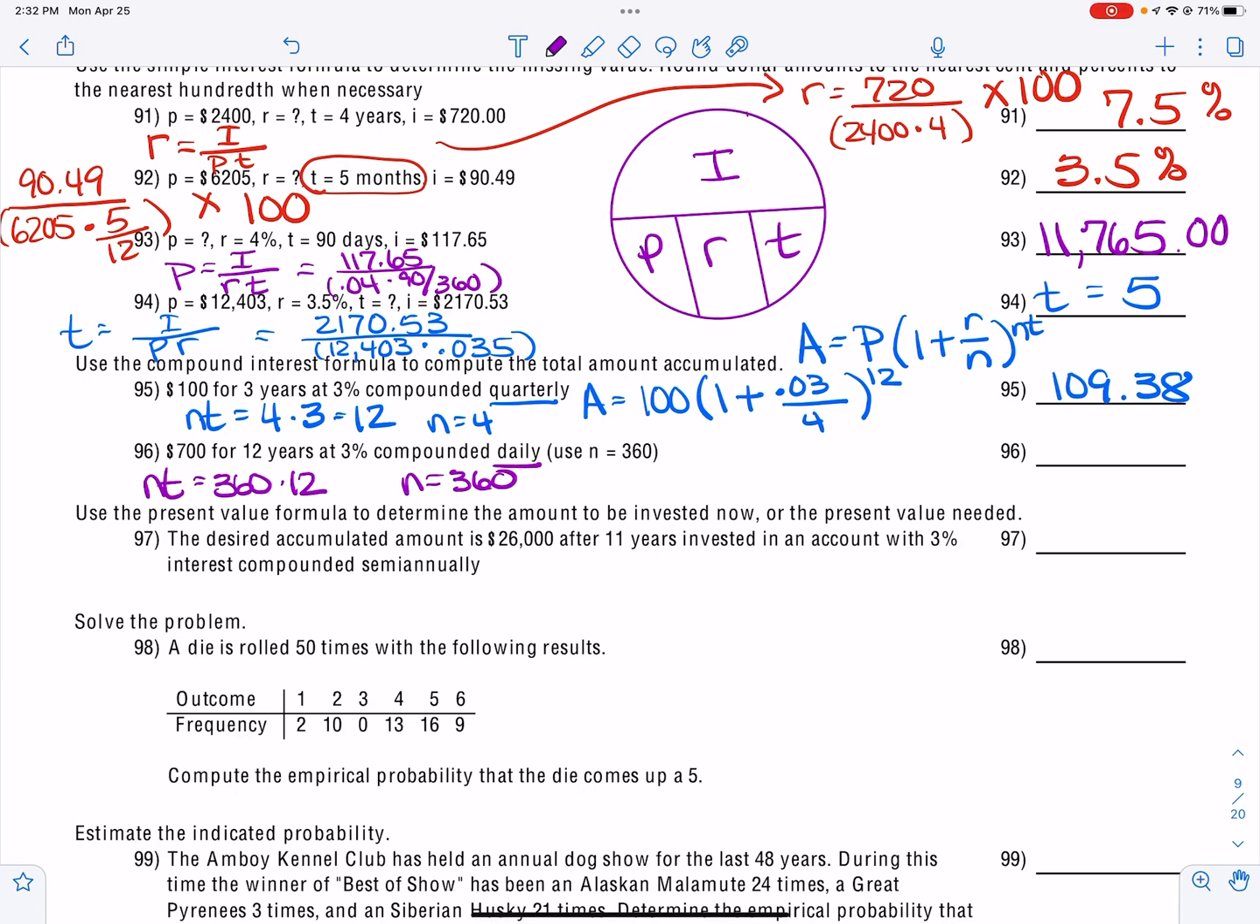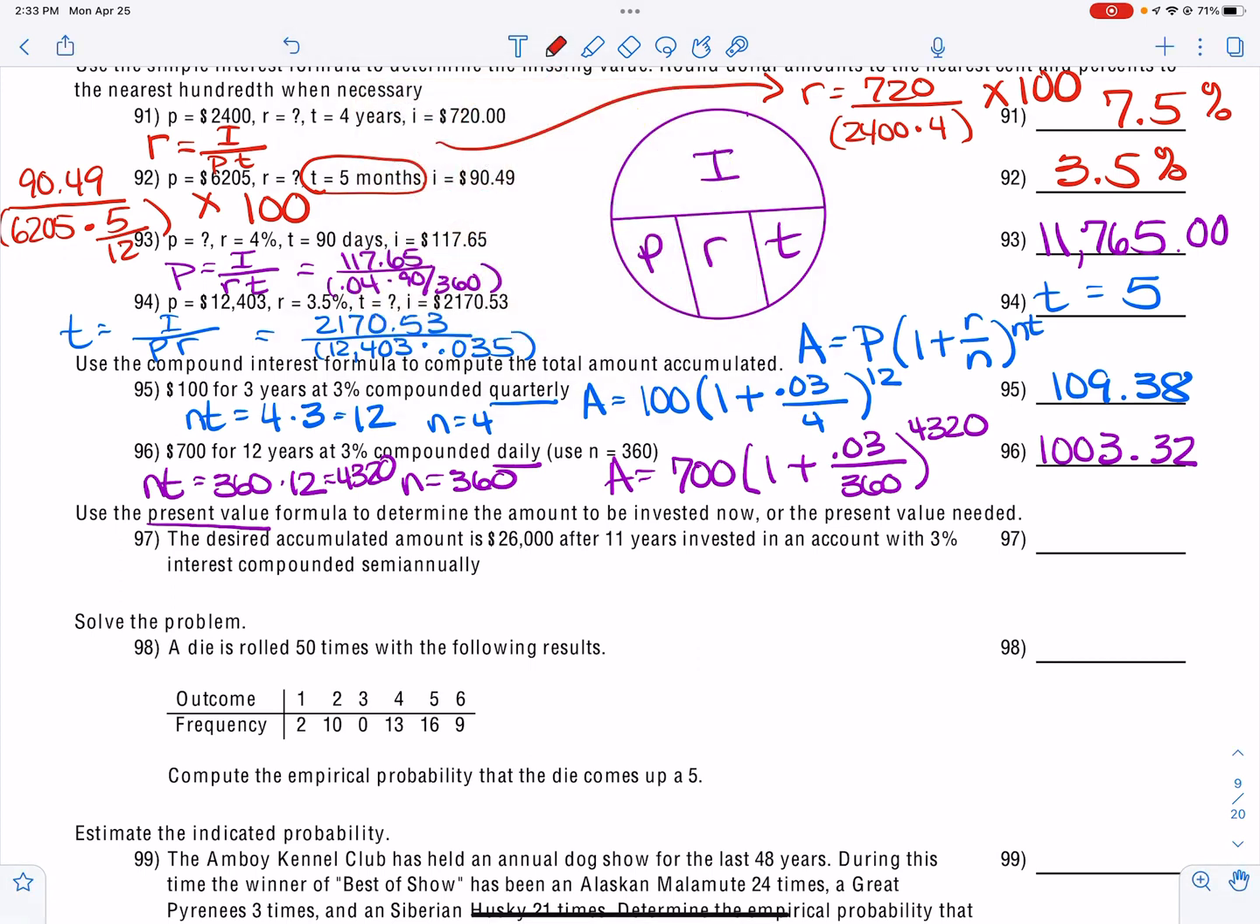Okay. Now this one, compounded daily, N is 360, and your power is 360 times 12. And so when I do 360 times 12, I get 4,320. So my accumulated amount is $700 as my principal. 1 plus my rate is 3%. My N is 360, and my power is 4,320. And so when I do all those calculations, I am going to get $1,003.32.